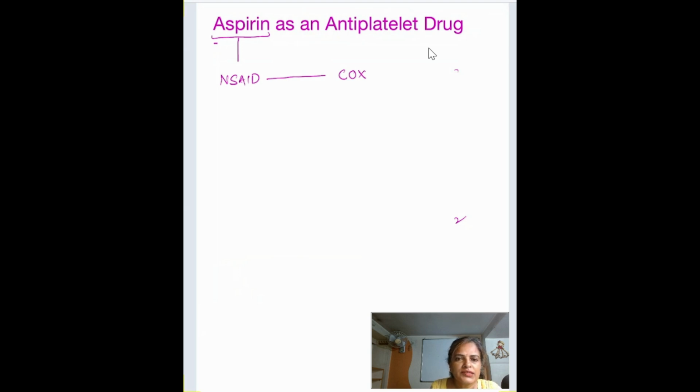Now what is the action of this COX? This enzyme is present almost in all the tissues. It helps in the synthesis of eicosanoids, especially the prostaglandins. First, normally, how does it cause the synthesis of these eicosanoids? This COX is going to convert arachidonic acid into various prostaglandins, and this arachidonic acid comes from the membrane phospholipid.